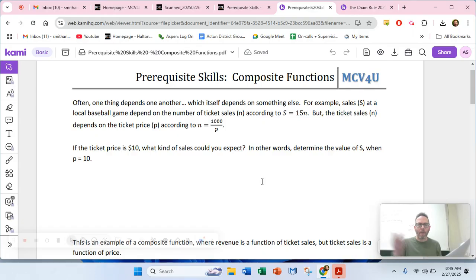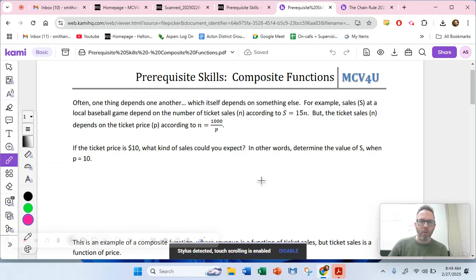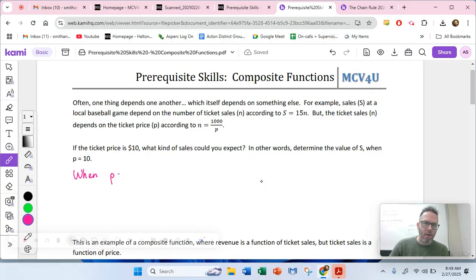Nothing crazy here. If the ticket price is $10, what kind of sales could we expect? We can hammer this out. This is just plug and play, formula stuff from maybe grade 9 or something. So the ticket price is $10. When P equals 10, then N equals 1,000 divided by 10. So N equals 100. So 100 tickets sold. It is a local baseball game. Okay, now that we know N, now we can find the sales.